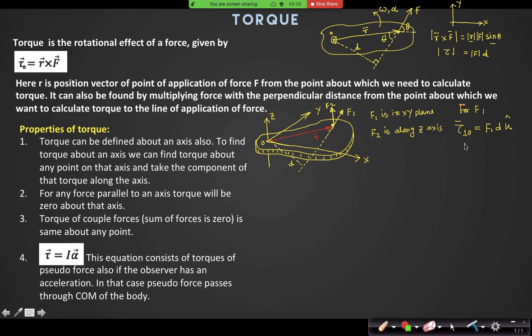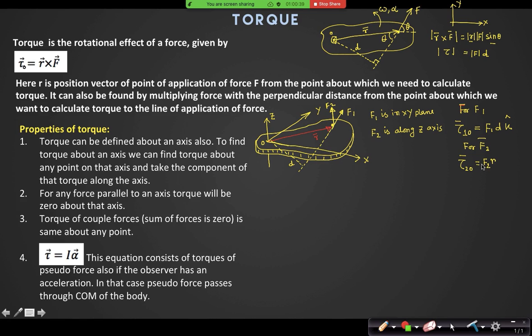For F2, what is torque? Sir, it's coming out of the plane of paper. It's F2D. Is it F2D? What is D? D is in the plane only. What is the perpendicular distance from O to F2? R is the only perpendicular distance. It is F2 into R. Yes or no?